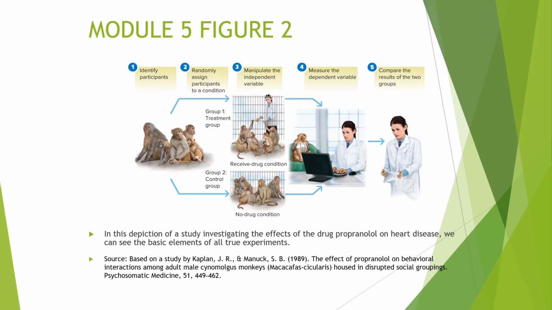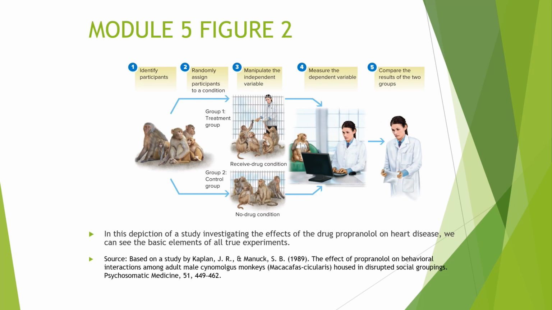Pharmaceutical companies use this all the time when they are studying a new drug, let's say for cancer, or a new drug for some sort of psychological disorder. They're going to identify the participants and randomly assign them to either the treatment group or the control group. They're going to then measure the dependent variables, and then compare the results of the two groups. Remember, the experimental group always gets the treatment, so they would be the group that gets the drug in a drug study. The control group does not get the treatment. They do not get any of the drug.